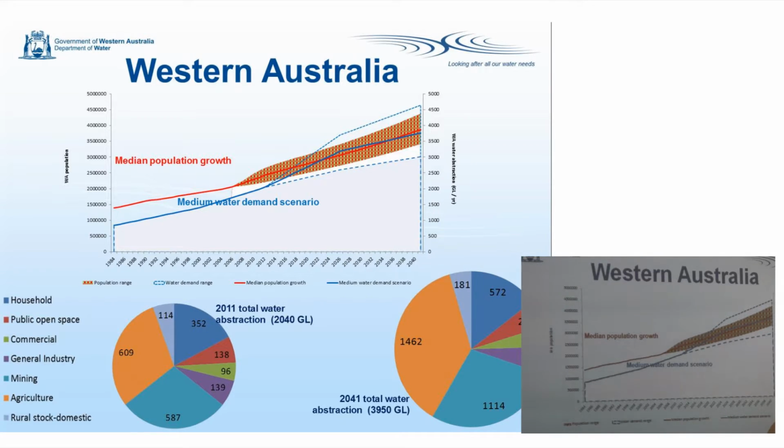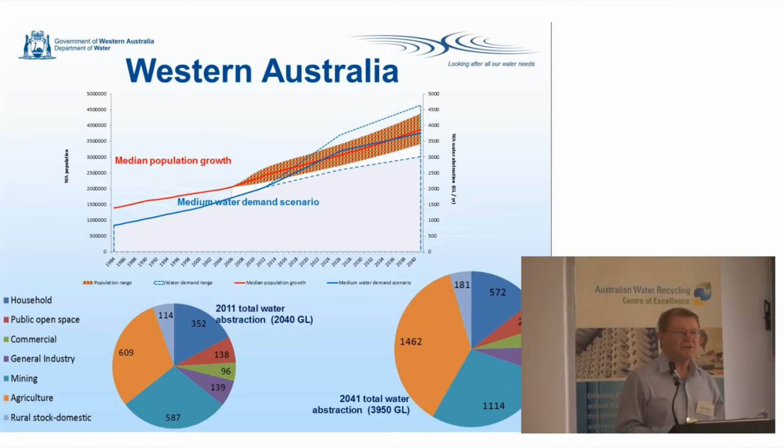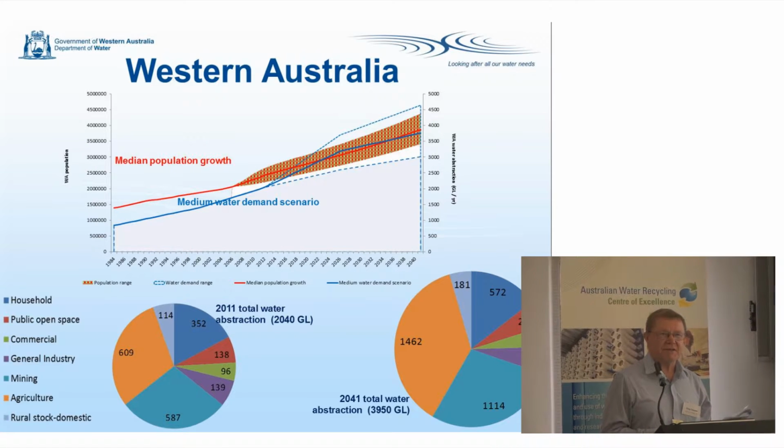And that's across a range of sectors, including the residential sector, the mining and agricultural sector, and even things like public open space. So they provide opportunities for managed aquifer recharge into the future, but the question is, how do we actually gain on those?